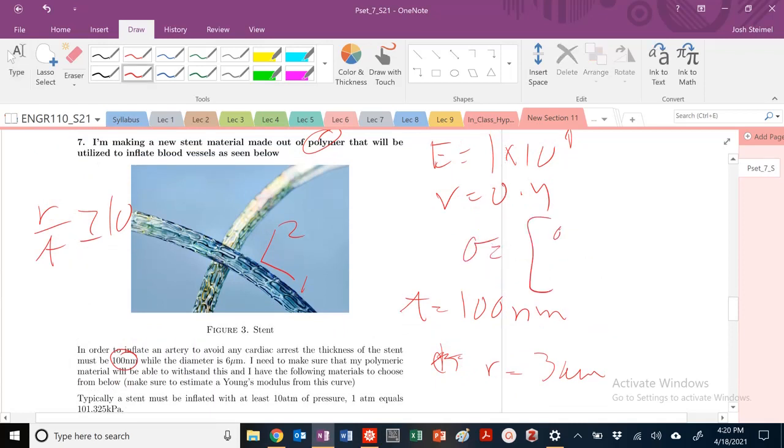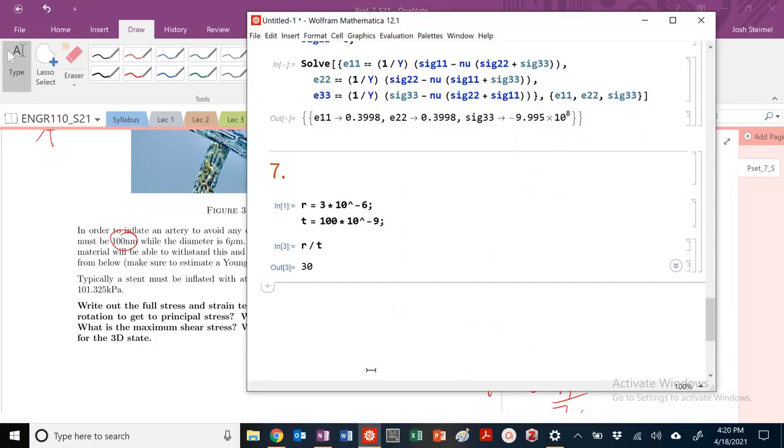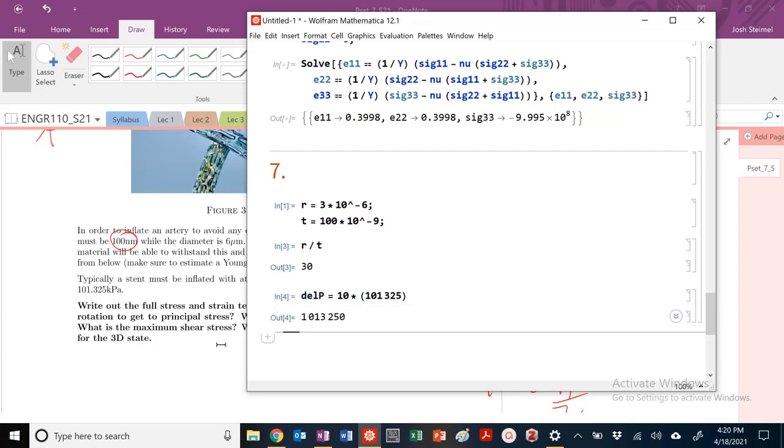So I know that my 1 is my longitudinal, my 2 is my hoop. I also know that my sigma hoop is equal to delta P R over T. My sigma L is equal to sigma H divided by 2. And it says right here that typically a stent must be inflated with at least 10 atm of pressure. So my delta P is equal to 10 times 101,325 in pascals. Yep, looks pretty good to me. Let me just double check that.